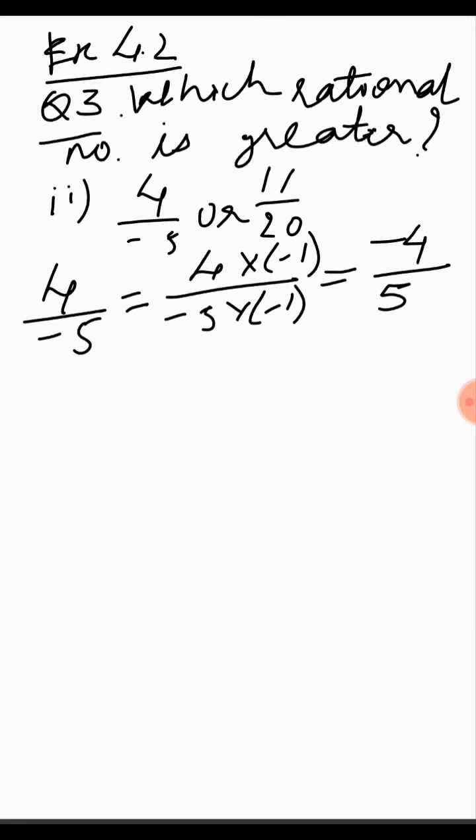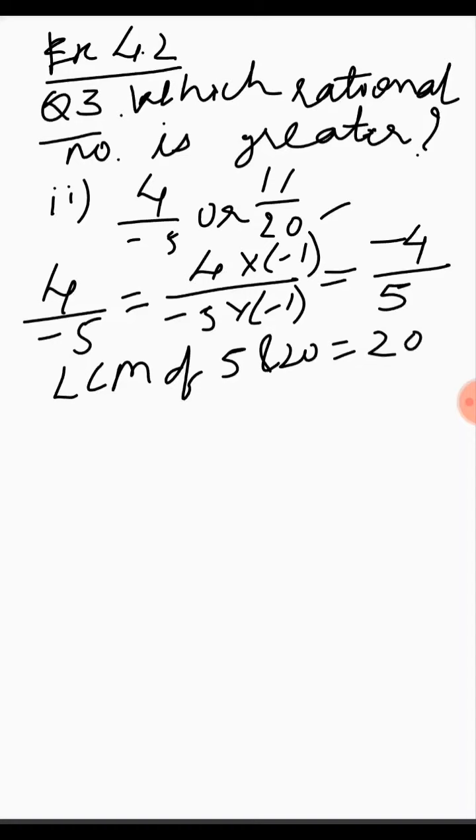Okay, now to find out which rational number is greater, you have to make its denominators equal. Now you can see children, here the denominator is 5 and here the denominator is 20. So let's find its LCM. So we write LCM of 5 and 20. You know what is the LCM? 20. Now let's make the denominators equal.